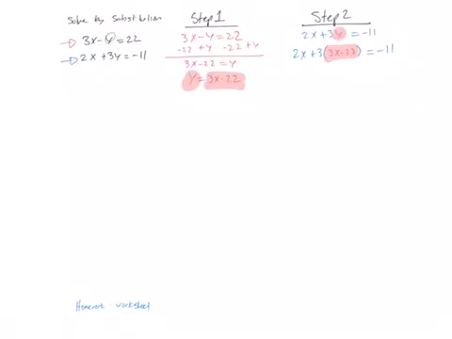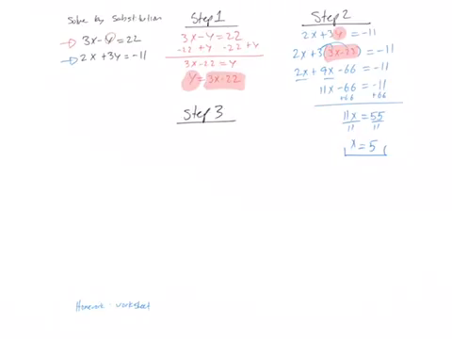Going through and solving that, we're going to have 2x plus, distributing that in, 9x minus 66 is equal to negative 11. Combining like terms is going to give me 11x minus 66 is equal to negative 11. Add 66. I'm going to have 11x is equal to 55 divided by 11. And x is equal to 5. Again, just half my answer. So move on to step 3.